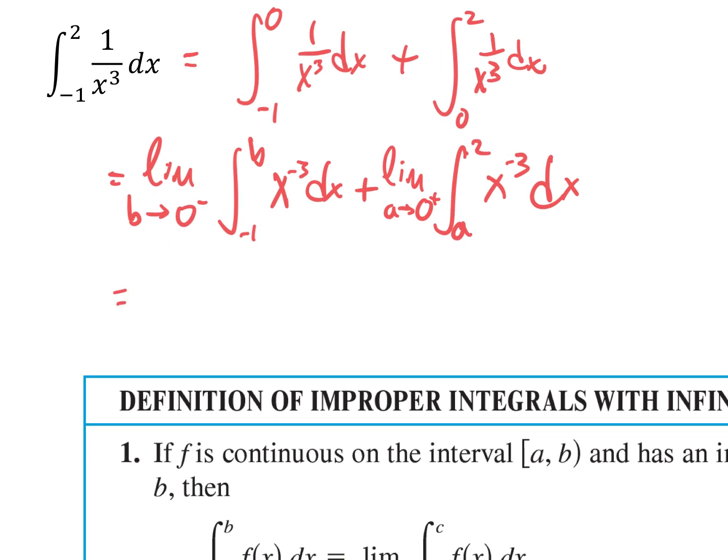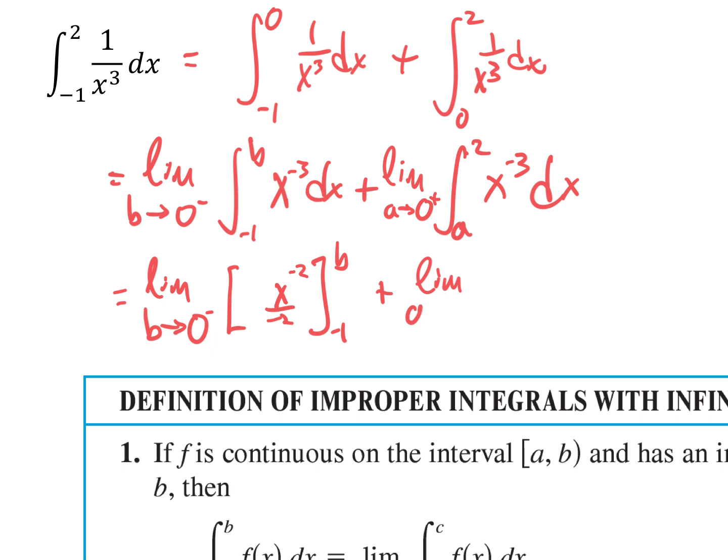So let's evaluate the integral. Let's add 1. We get x to the negative 2 divided by negative 2, and we're going to evaluate that from negative 1 to b. And our second limit is as a goes to 0 from the right. Let's evaluate that integral. It's the same antiderivative, negative x to the negative 2 over negative 2, and now we're going from a to 2.